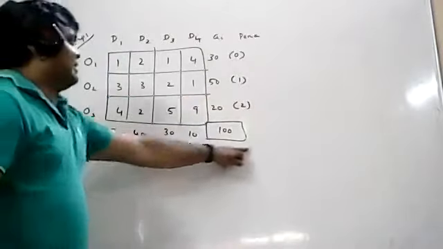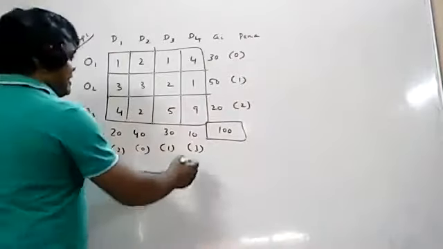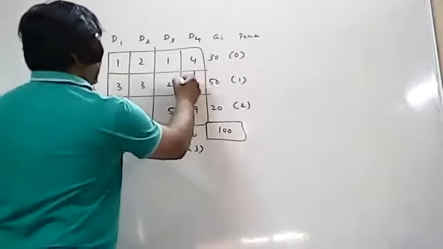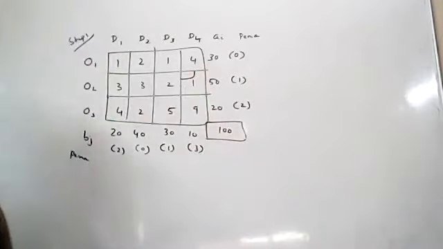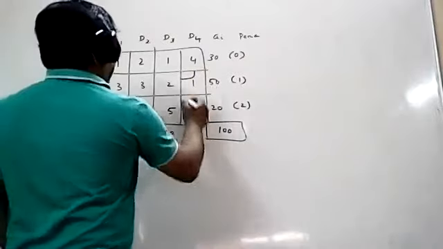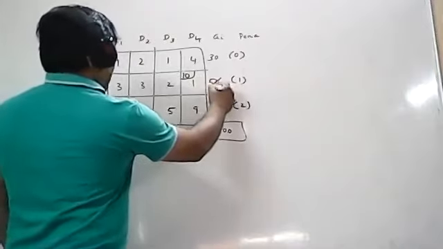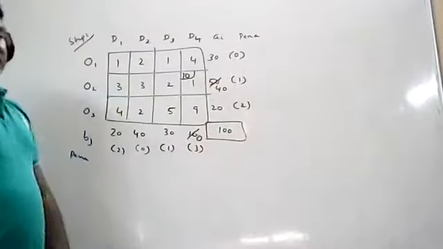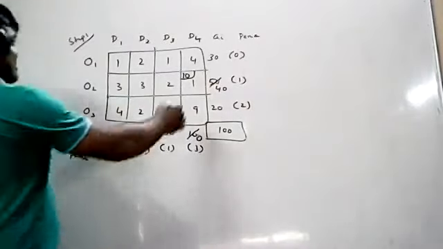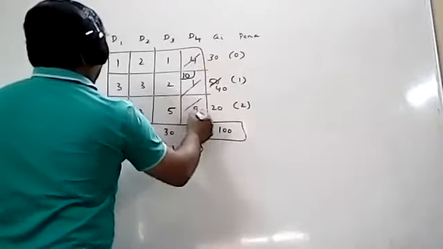What is the highest penalty? The highest penalty is 3. It occurs only once, at this minimum element, so the first allocation is made here. What is the value here? 50, 10. So 10 is allocated, leaving 40. Now 0 is there on the column side, so cross the entire column.